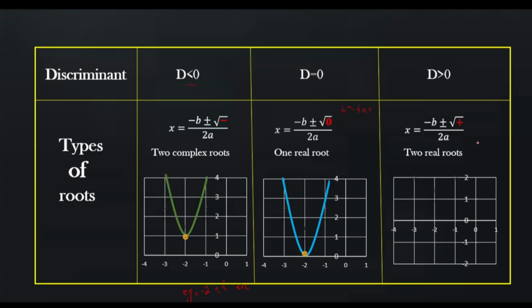Lastly, if our discriminant is greater than 0, अगर हमारा simply discriminant under the radical sign is positive, then we will get two real roots. हमारे पास two real roots आ जाएंगे. And graphically अगर हम इसको represent करते हैं तो that simply means कि हमारे पास graph is crossing the x-axis at 2 points.